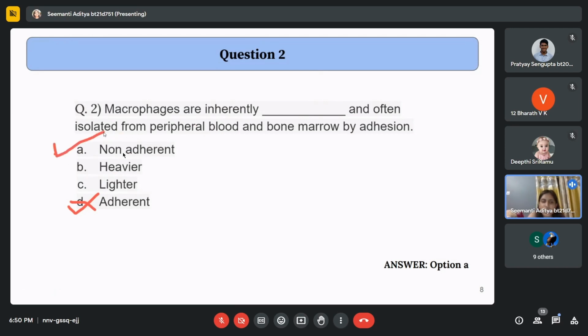But somewhere I was reading that inside the body they are adherent cells, and when they are outside the system they are non-adherent. One second, I will also check this answer again, because here I have written it option A, but as far as I remember, it was adherent. So I will check it and I will again let you know. But yeah, let's move on to the next question.